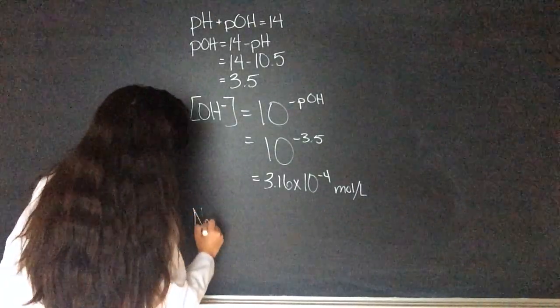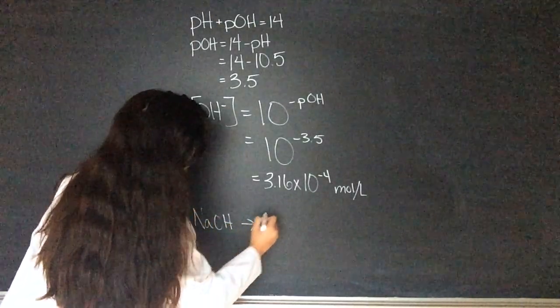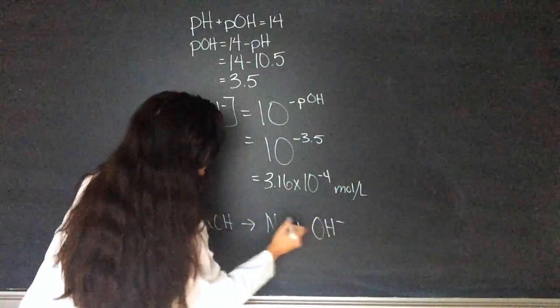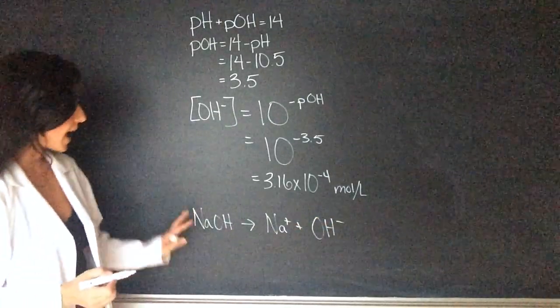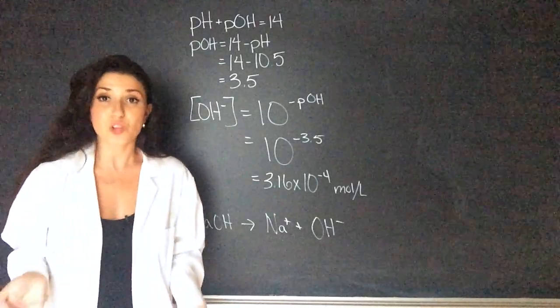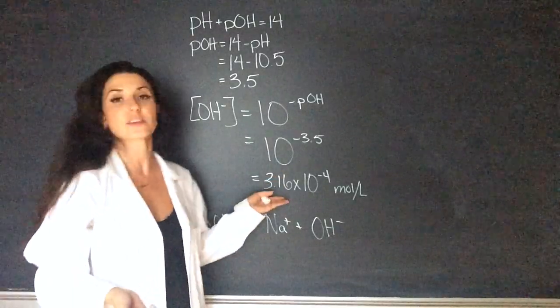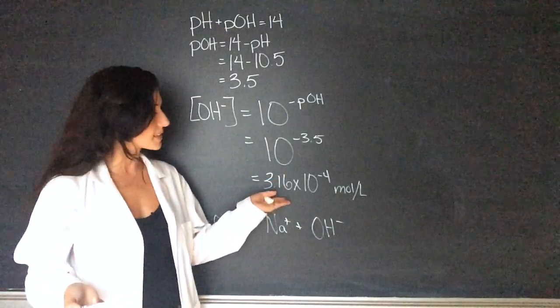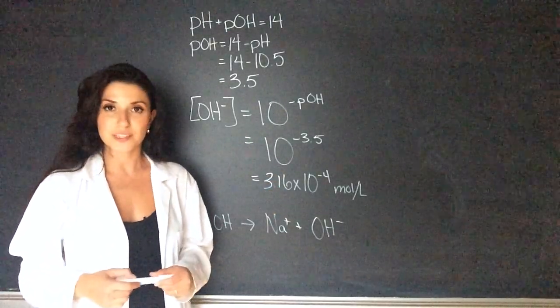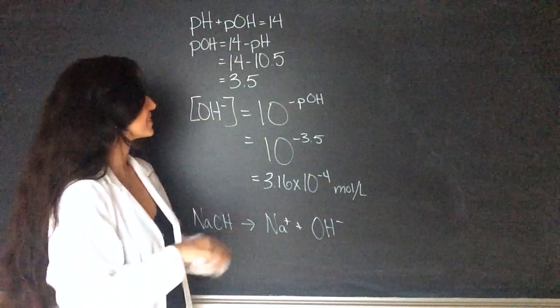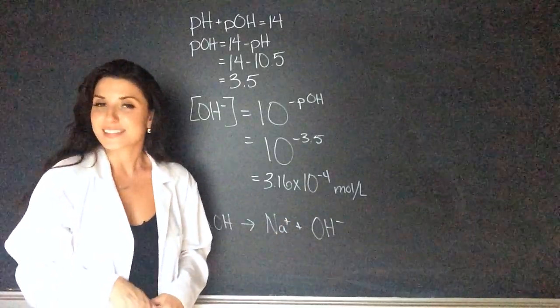We have NaOH going to sodium and hydroxide. This is the anion, that's the cation. Now, this is balanced, so it's in a 1-to-1 ratio, and that means that this is our final answer. 3.16 times 10 to the negative 4 moles per liter is the concentration of the sodium hydroxide solution at this pH. As simple as that.